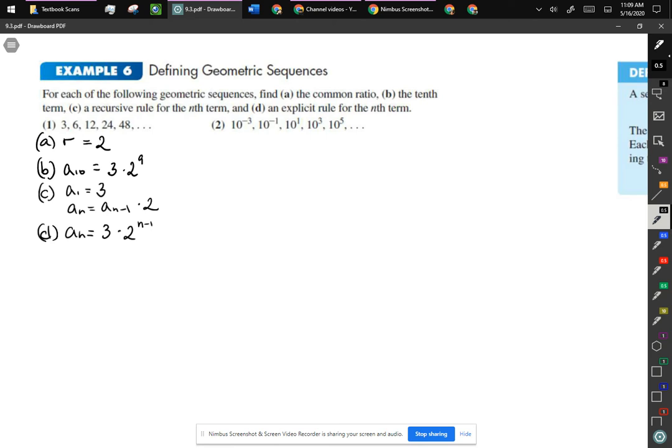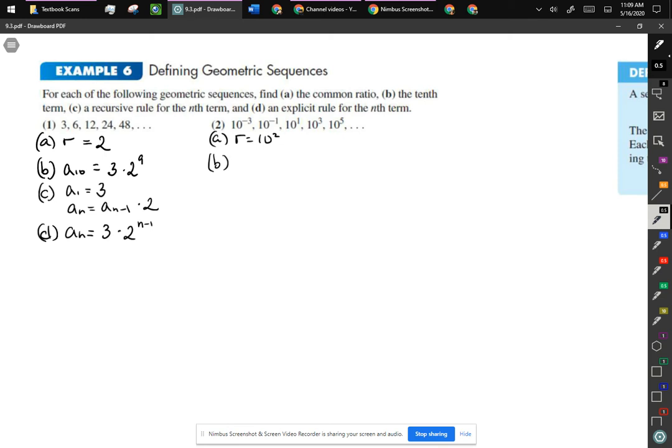If I look at A for part 2, notice the exponents are jumping by 2, right? -3, -1, 1, 3, 5. But we understand that that's a multiplication of 10 squared. So my common ratio is 10 squared.